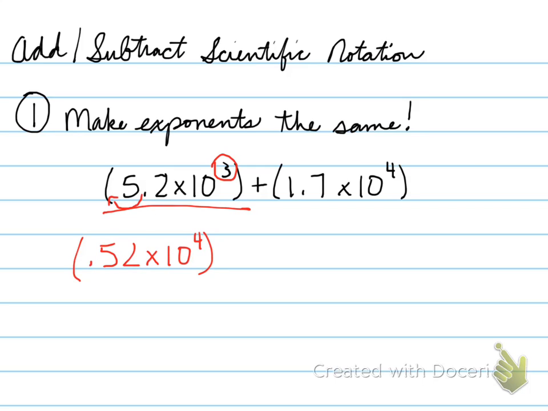So remember, if we're going to make the exponent larger, we need to make the other number smaller. So we moved the decimal one place to the left since we changed the exponent one number larger. So now we have 0.52 times 10 to the 4th. And then the other part we can just leave as it is, 1.7 times 10 to the 4th.